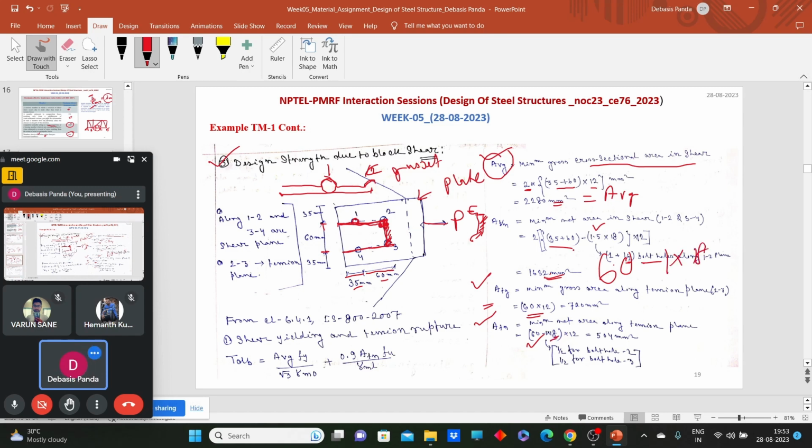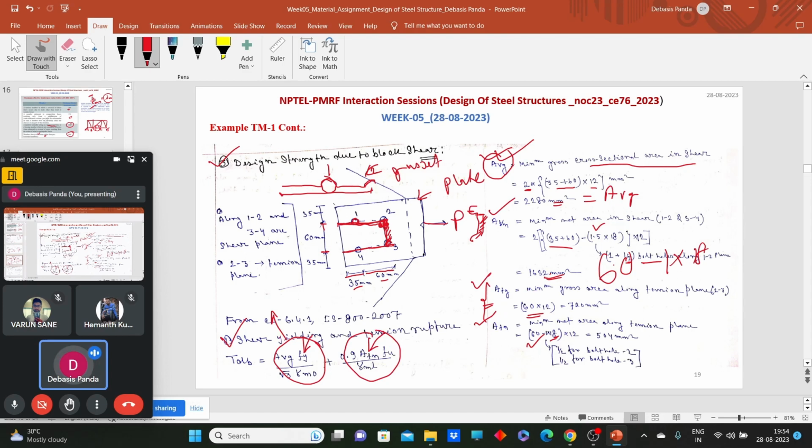Okay. So we have these values: AVG, the gross cross sectional area along the shear plane, AVN, the net cross sectional area along the shear plane, and ATG and ATN, the gross and net cross sectional area along the tension plane. Now put these values in the equation. First, shear yielding and tension rupture. So for shear yielding, AVG Fy by root 3 gamma m0. Look at this first part here, the shear plane, the yielding of the shear plane is considered, and here the rupture of the tension plane is considered.